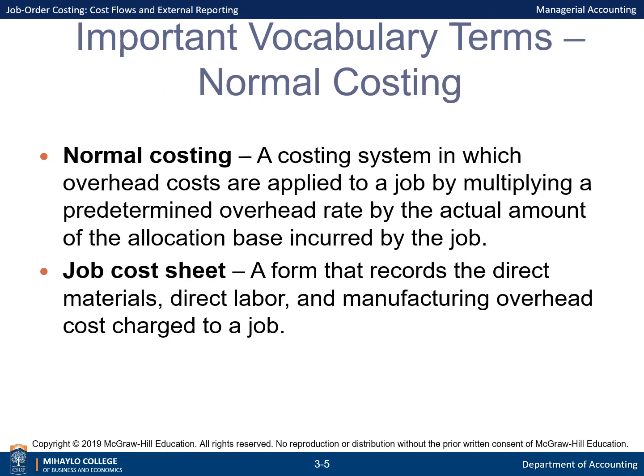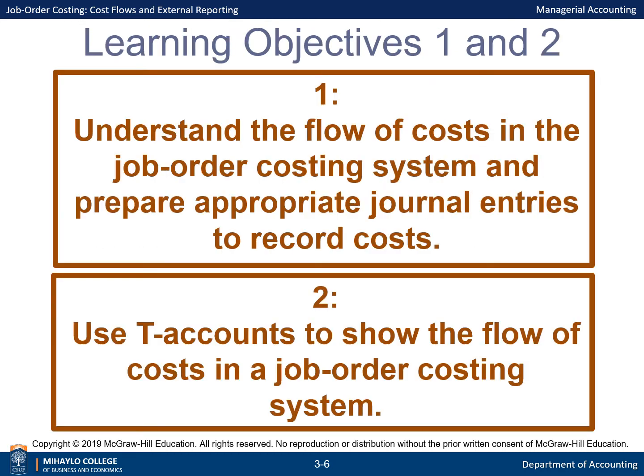Normal costing is a system in which overhead costs are applied to a job by multiplying a predetermined overhead rate by the actual amount of the allocation base incurred by the job. A job cost sheet is a form that records the direct materials, direct labor, and manufacturing overhead costs charged to a job. Learning Objective 1 is to understand the flow of costs in the job order costing system and prepare appropriate journal entries to record costs.